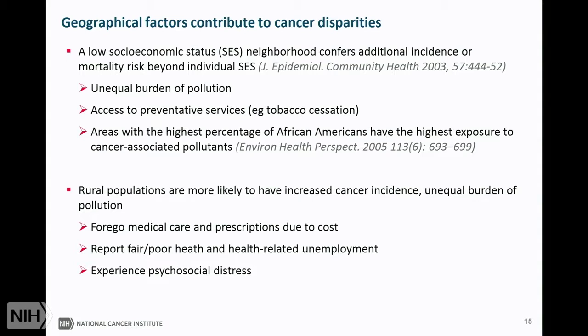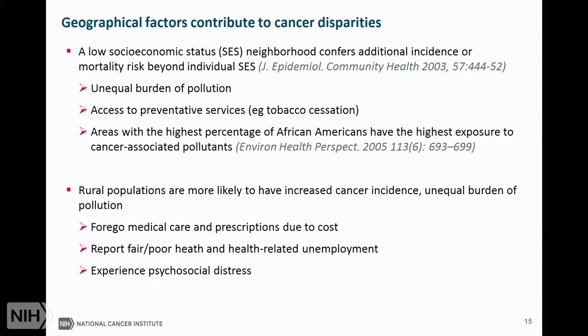Depending on where you live, you may also have decreased access to preventative services, even as simple as smoking cessation services. The decreases we've seen in cancer incidence over the past number of decades are hugely due to the decline in smoking in the United States. So smoking cessation has been and continues to be the number one thing we can do to decrease the prevalence of cancer, hands down.